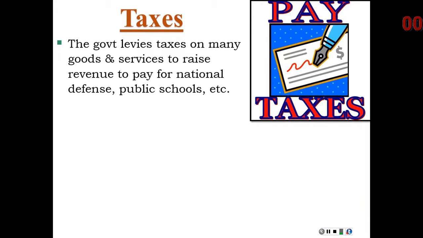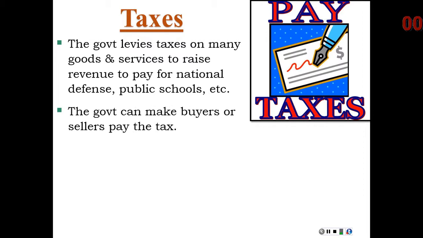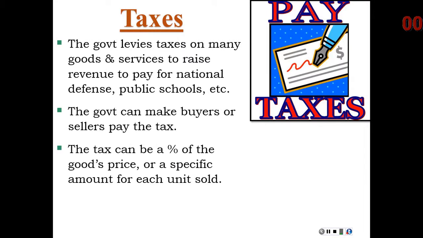So again, why does the government levy taxes? Well, because we like things like national defense, public schools, roads, things like that. The government needs to raise revenue, and so it does it through taxes. Now, it can attempt to make the buyer or the seller actually write the check to the government in terms of the tax. But what we're going to look at is whether that legislation actually decides who pays the burden of the tax. That's what we're going to talk about.